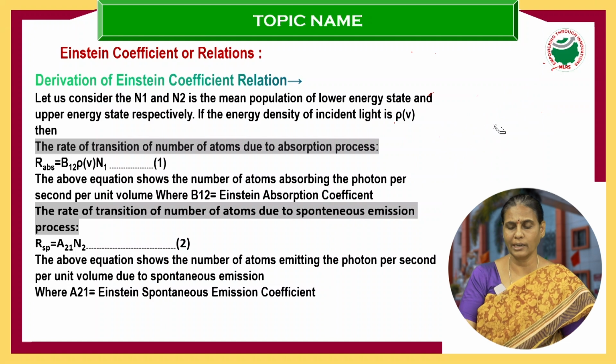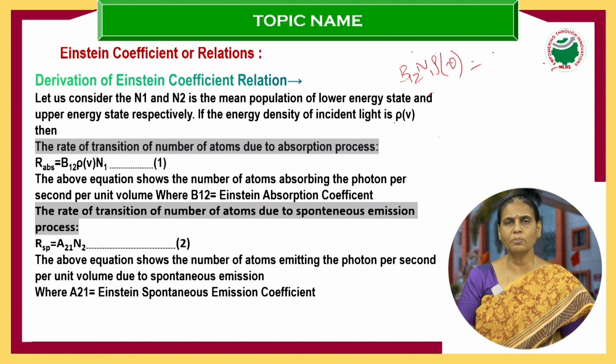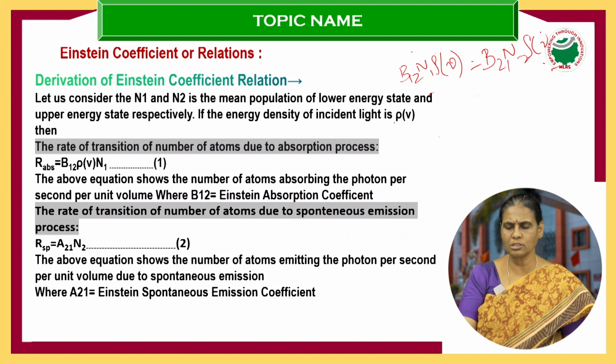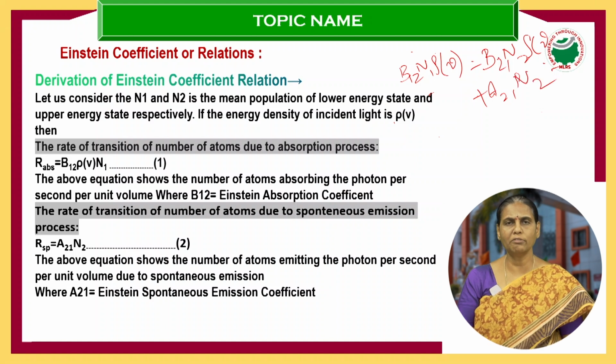I hope you are understanding. So, B12 N1 rho of nu is the absorption rate. This must be equal to stimulated emission and also spontaneous emission. What is stimulated emission? B21 N2 rho of nu. Next, plus the spontaneous emission, which is A21 N2. On the left side you have rho of nu.